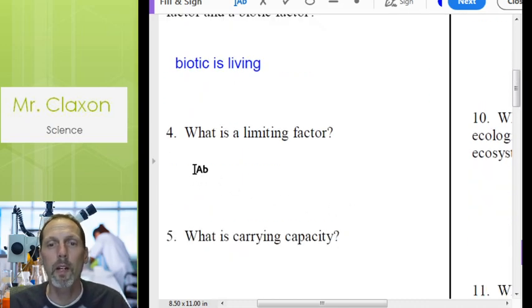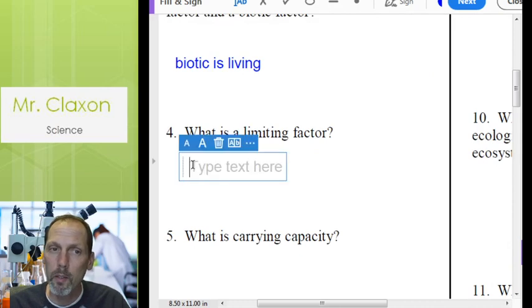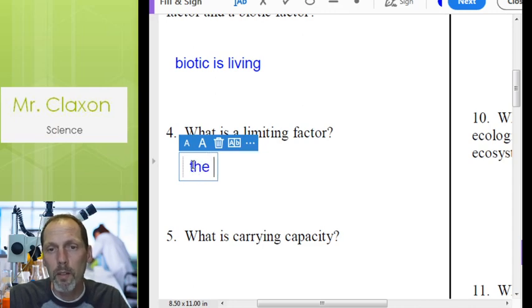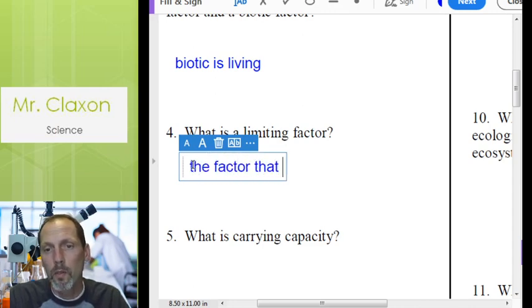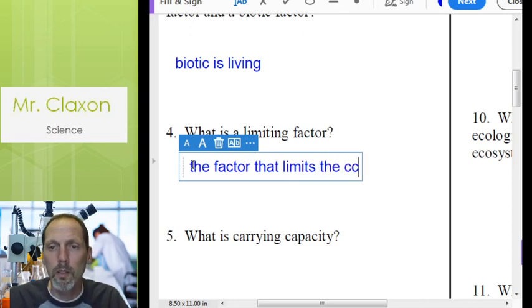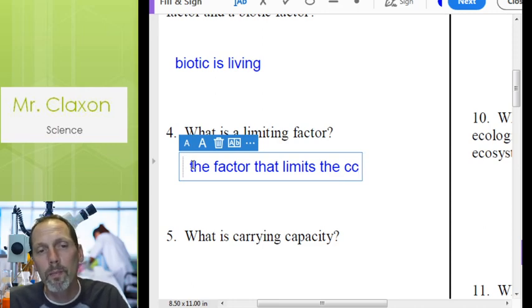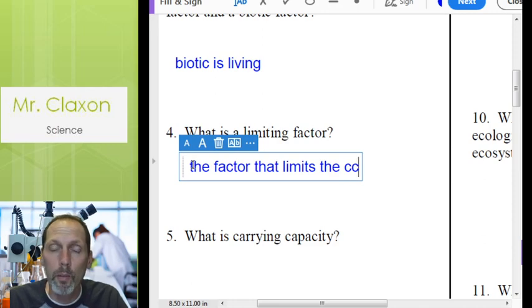All right, limiting factor. Well, this is talking about an ecosystem. You can only have so many animals. You reach the carrying capacity. So limiting factor is whatever you run out of first. It's the factor that limits the carrying capacity, or it's what you run out of first. So an example would be in a desert. What's the limiting factor? Well, probably water in a desert. It's going to be your limiting factor.